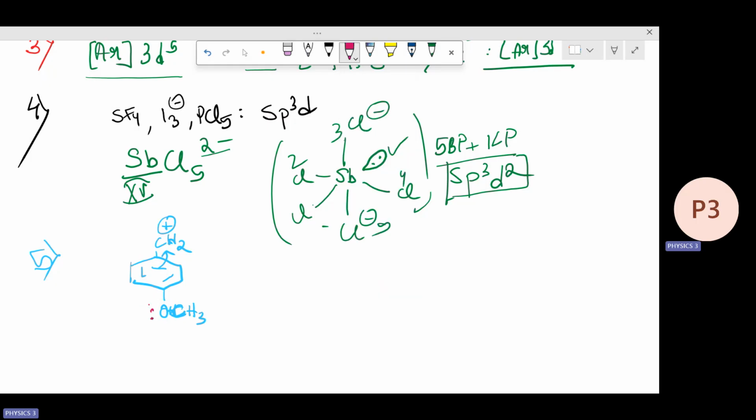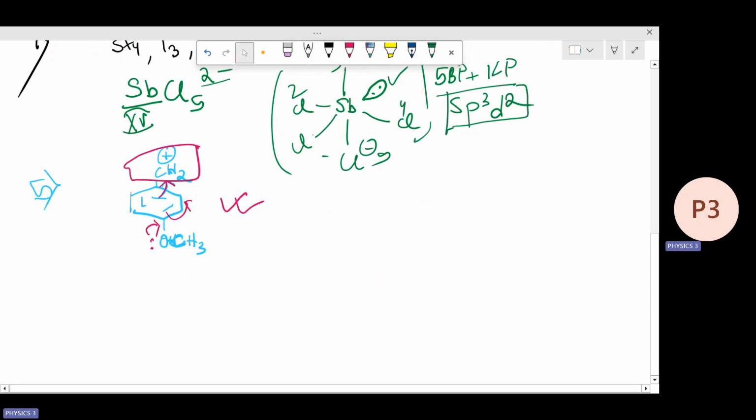It will be giving us more electron density over here, and due to that more electron density, it will be more stable. Henceforth, this one is my most stable carbocation.